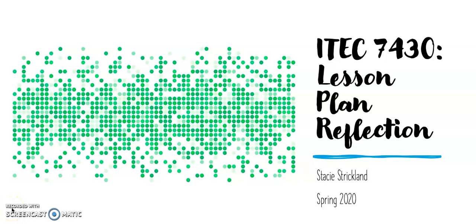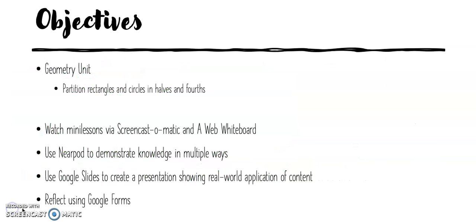My name is Stacy Strickland, and in this presentation, I will be dissecting my iTech 7430 lesson plan. During this lesson, students will be learning about partitioning rectangles and circles into 2 and 4 equal parts. To complete this lesson, students will be able to explain the meaning of partition, how to partition both shapes into halves and fourths effectively, and identify real-life examples of rectangles and circles that can be or are partitioned.